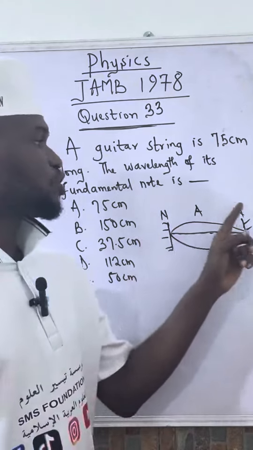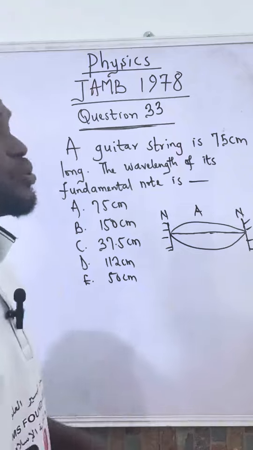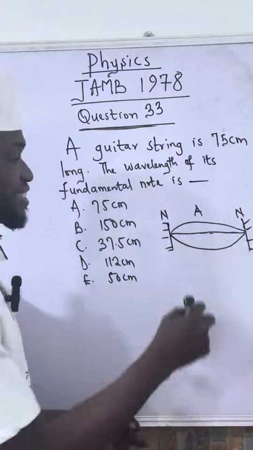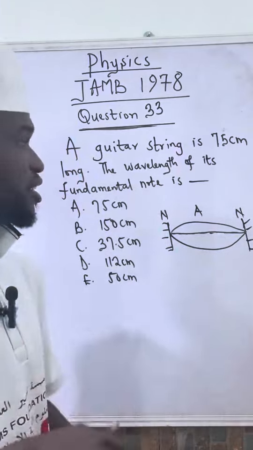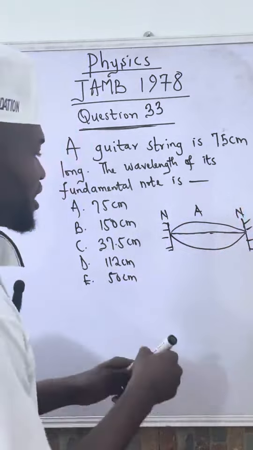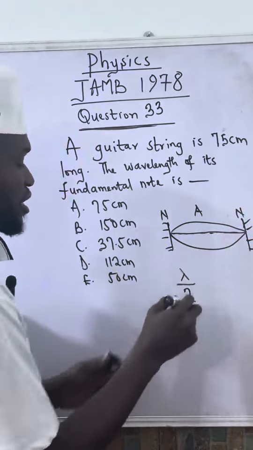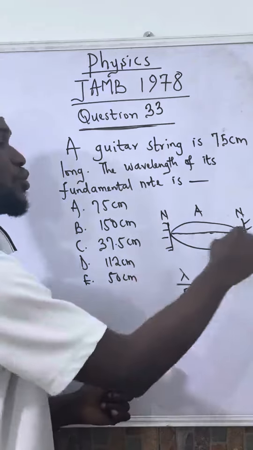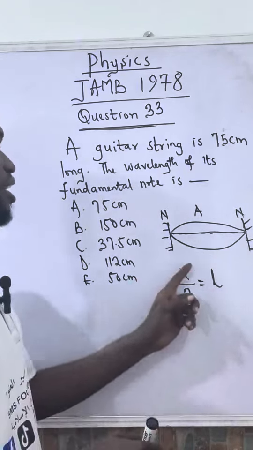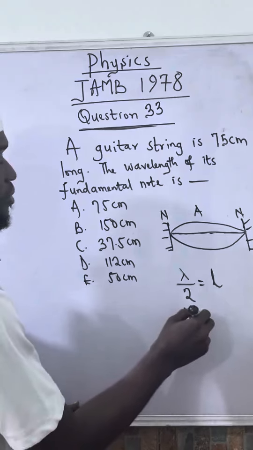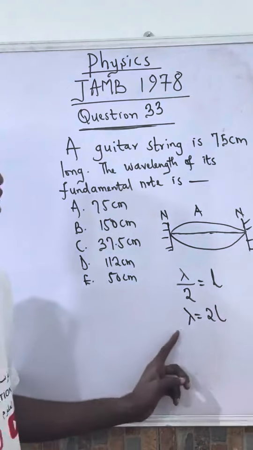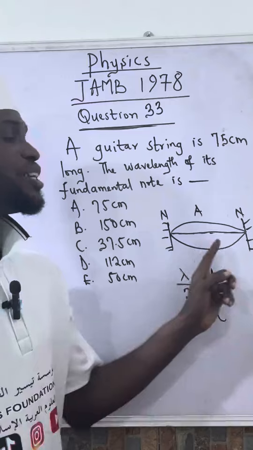And the distance between two nodes or two antinodes in a stationary wave is denoted as half wavelength. So this is two successive nodes, that is half wavelength, lambda over 2. So that means the length of this string is equal to lambda over 2. So by the time I make lambda the subject of formula, I have lambda equal to 2 times L. So this is the wavelength of the fundamental frequency.